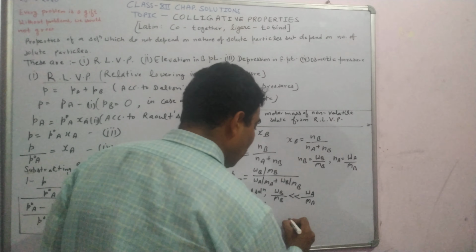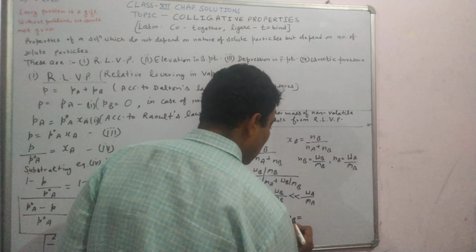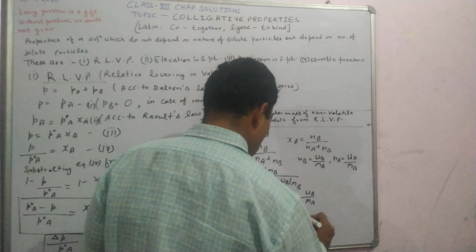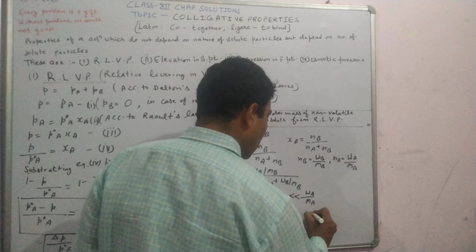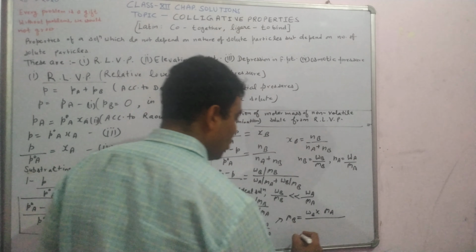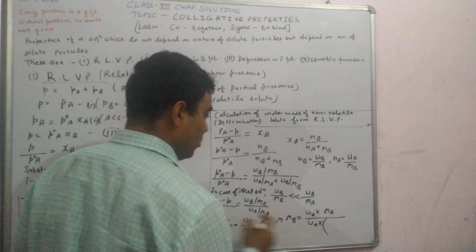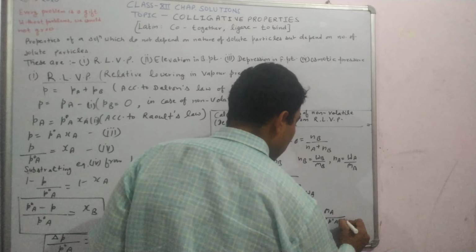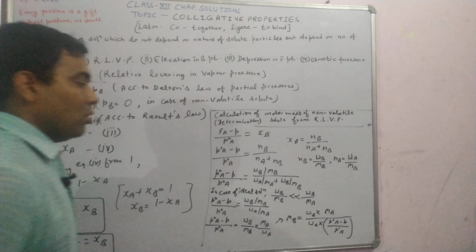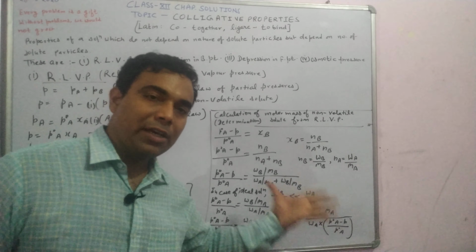So MB will be equal to, from this equation we can take out MB, and it will be equal to WB into MA divided by WA multiplied by this term, P node A minus P divided by P node A. From this equation we can calculate the value of MB.